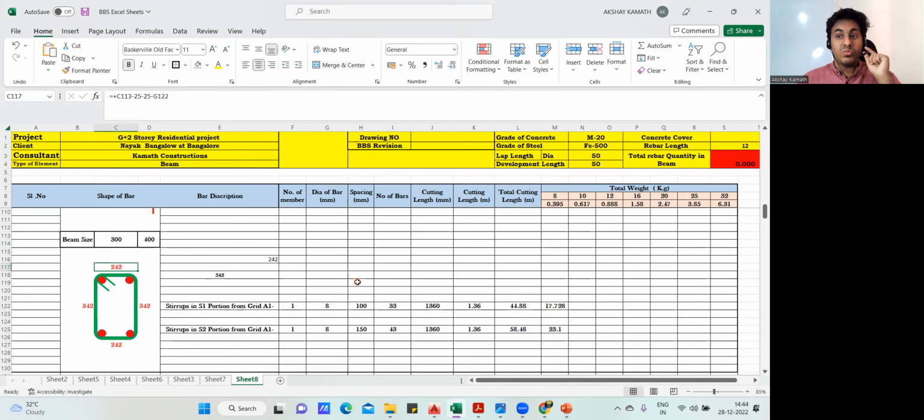Finish. Now you know one more thing. This hook length, according to the code book, is 24 times the diameter of the bar. So 24 into 8, if you do, you'll get the hook length. And if you add everything, you'll get the total cutting length of the stirrup, which you already explained there.